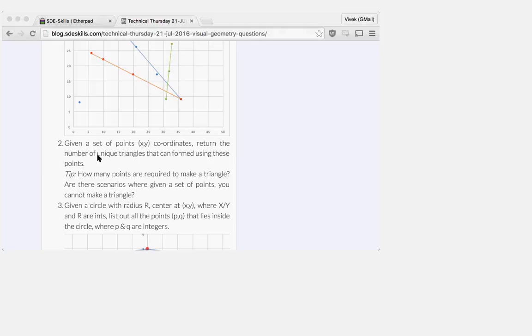Anyway, moving on to the next question, is there anyone who needs a little bit more insight or information about the first question?